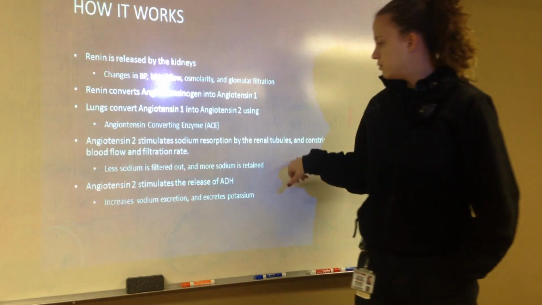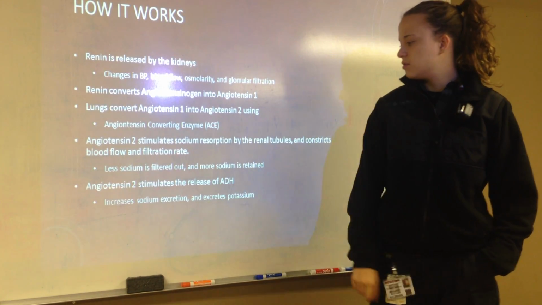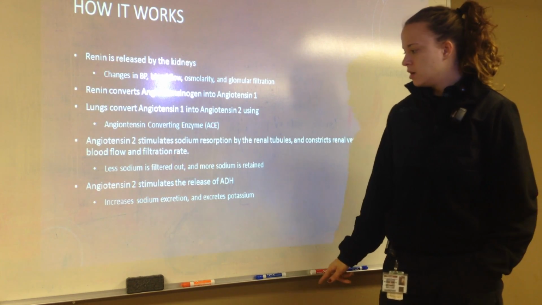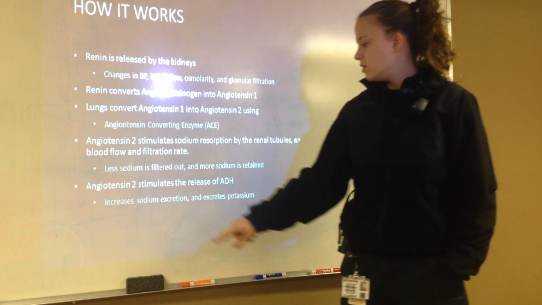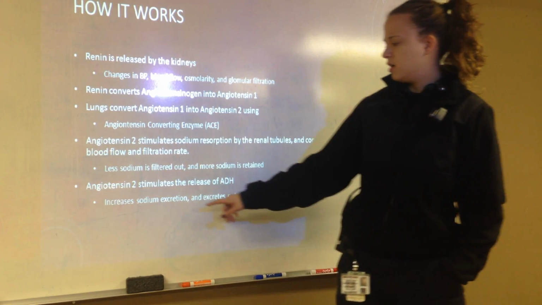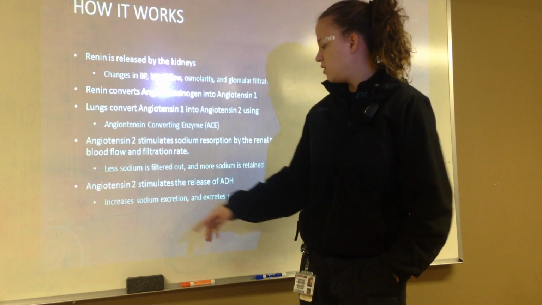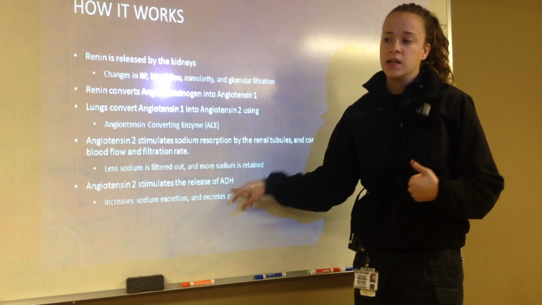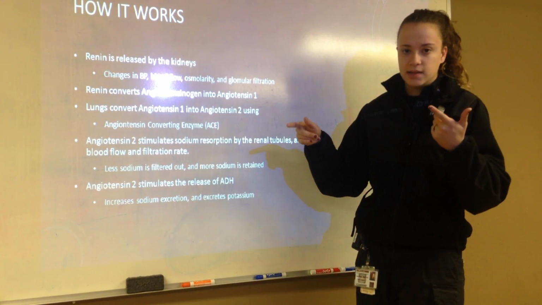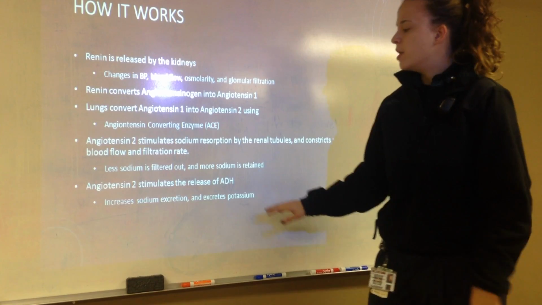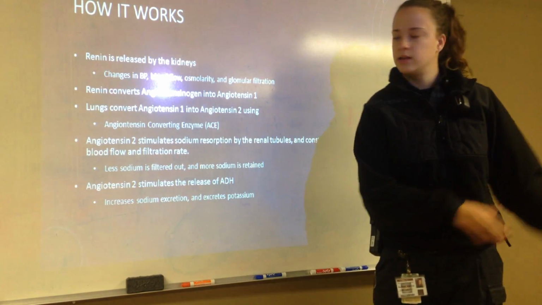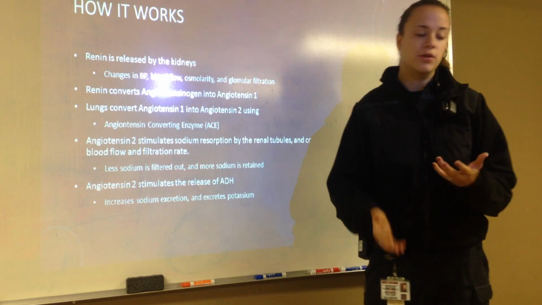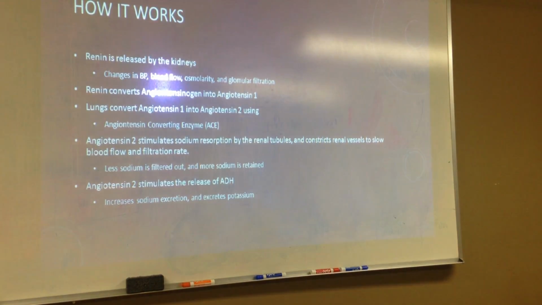Angiotensin 2, the potent vasoconstrictor, then stimulates the release of ADH, the anti-diuretic hormone, which we also call vasopressin. It increases sodium intake and excretes potassium, because another way that ADH can be stimulated to be released is a high potassium level. So again, changes in osmolarity. But it is going to pull sodium back into the body, kind of like everything else we've talked about, and it's going to get rid of that potassium. So it's going to change more with your chemical levels, electrolytes.